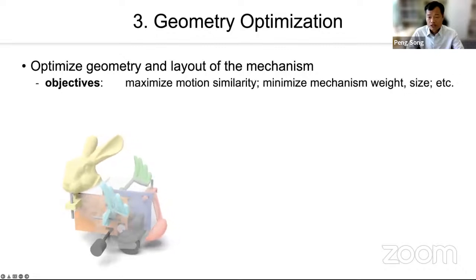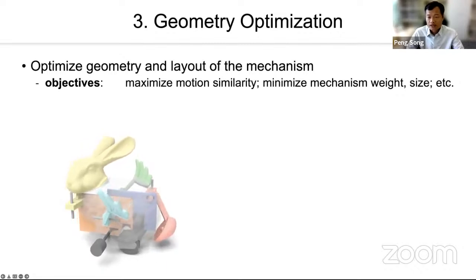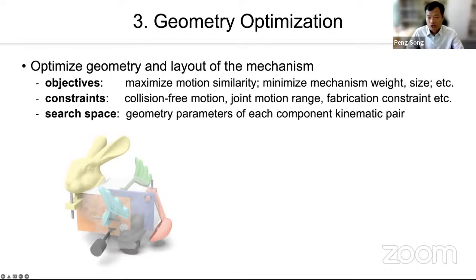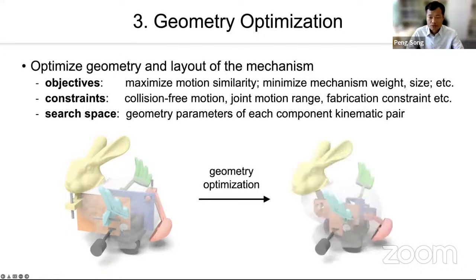The objectives of the optimization can be maximizing motion similarity or minimizing mechanism weight, size, and so on. The constraints include collision-free motion, joint motion range, fabrication constraints, and so on. And the search space is the geometry parameters of each component kinematic pair in the library. By this, the optimized mechanism is lightweight and compact, and able to perform the user-specified motion tasks without collision.